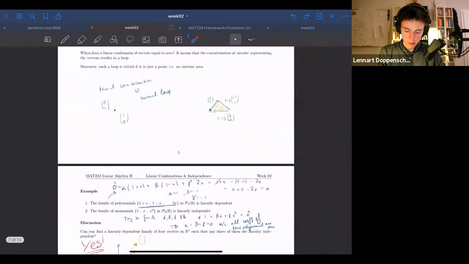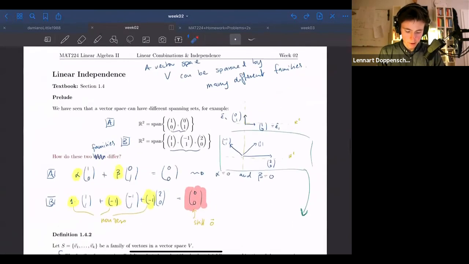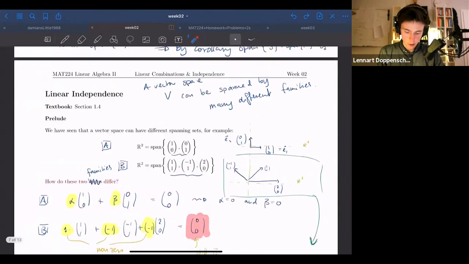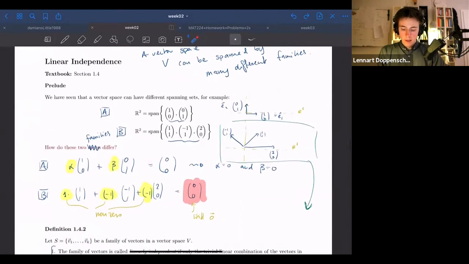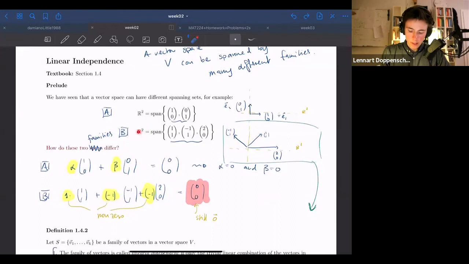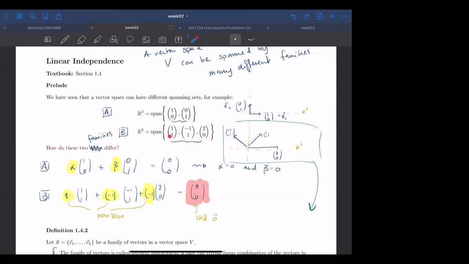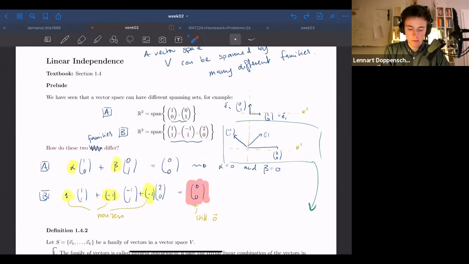Another example, maybe that's more helpful. Here, that's even better. So this was page 4, and now we're on page 5 of last week. Here you see that R2 is spanned by these two vectors, E1 and E2. And these three vectors, but even if you forget the last one, so if you strike this out, these two still span R2. And here you can see why.